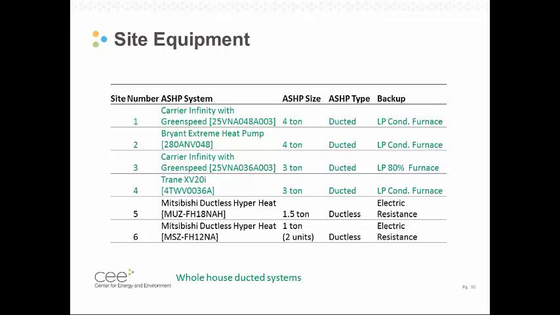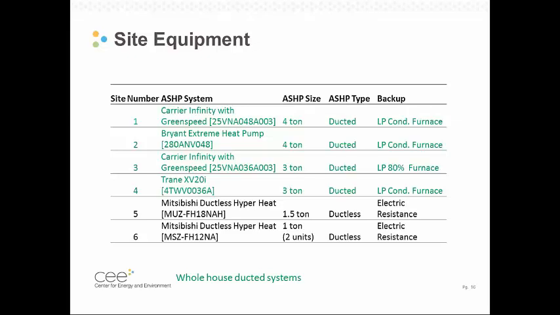So here's just an overview of the equipment that we installed. You can see there are 4 ducted systems in green there, and the 2 ductless systems down at the bottom. I'm not really going to get too much into the differences of these different types of systems. There are some small differences in performance and operation, but for the most part, the systems operated to a similar extent.